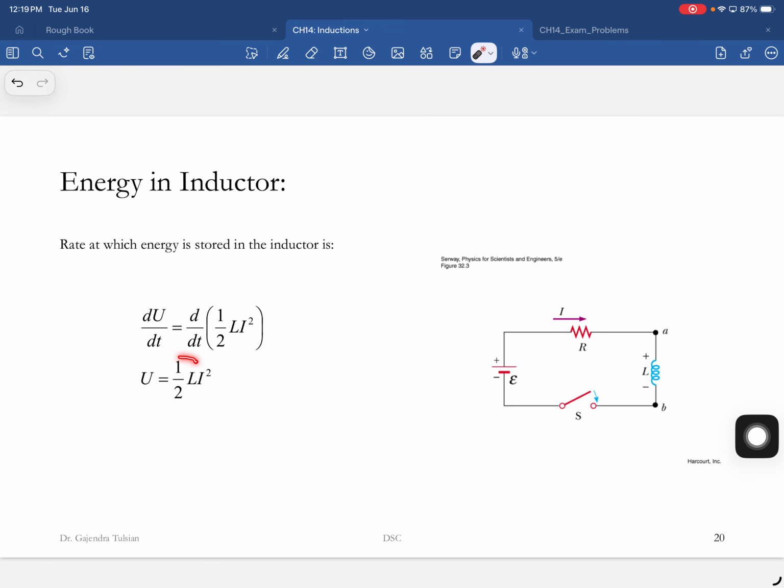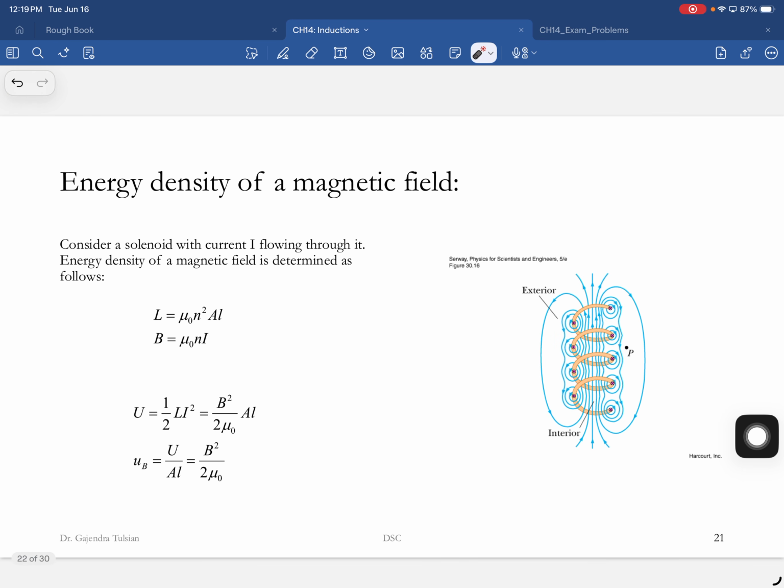Okay, so the amount of energy stored in the inductor is 1/2 times L times I squared. I is the current flowing in it at any given instant. How is the energy stored? The energy is stored in the form of magnetic fields. Okay, so the energy stored, U, we'll do it over here. U is 1/2 L I squared.